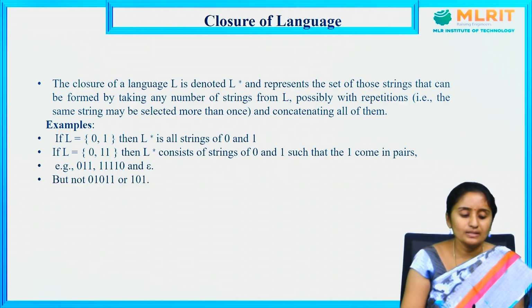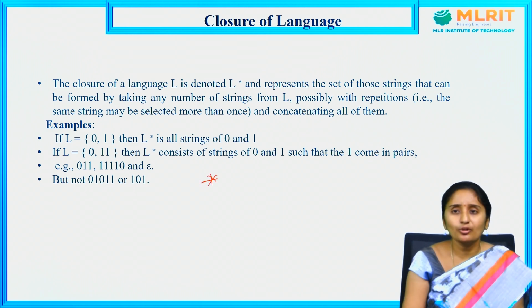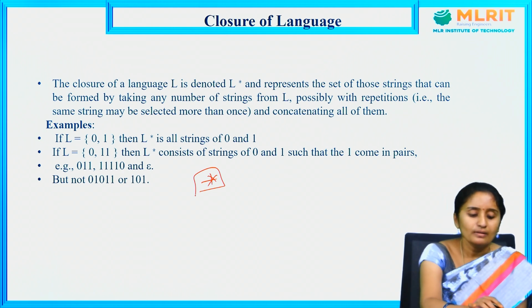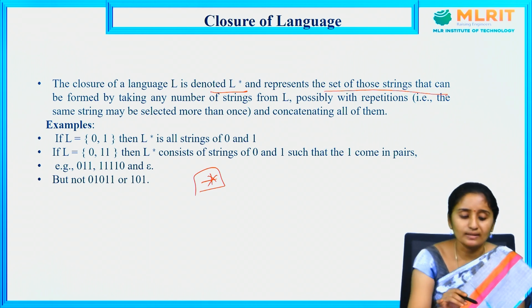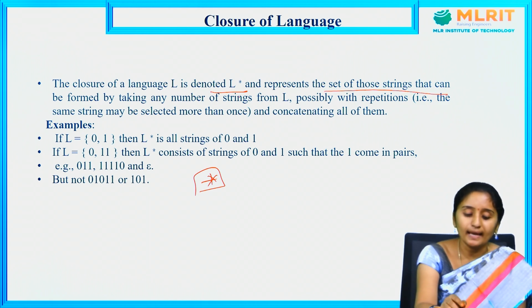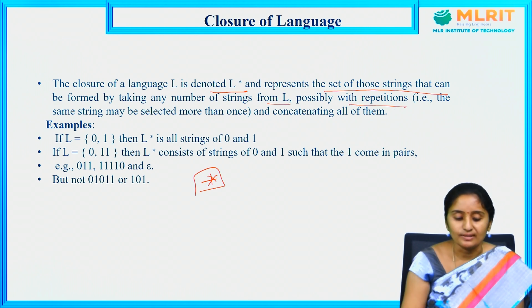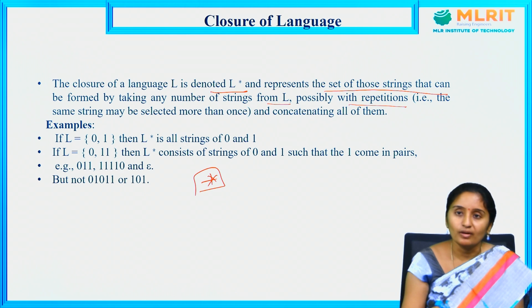The next one is closure of languages. Closure is nothing but star. So wherever we find a closure, it is represented as a star. The closure of a language L is denoted by L star and represents the set of those strings that can be formed by taking any number of strings from L, possibly with repetitions. That is, the same string may be selected more than once. So I am concatenating all of them.